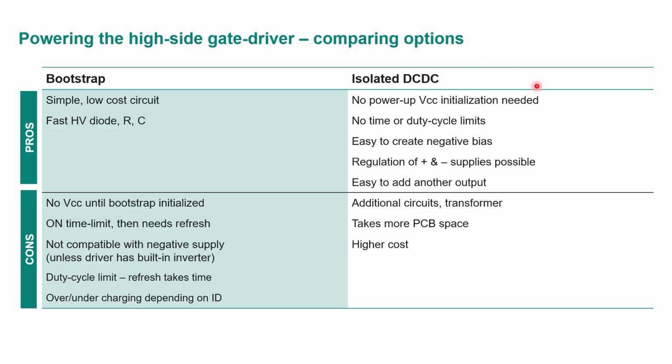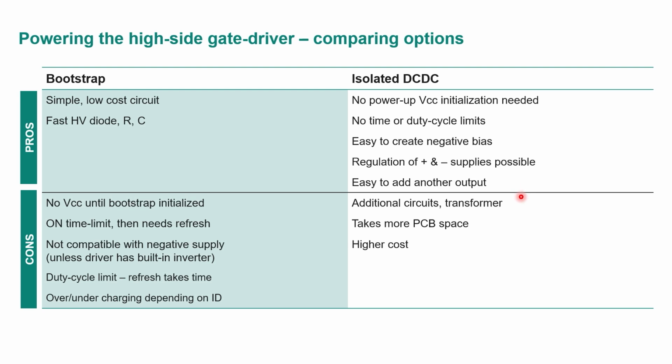So that's the advantage. The DC-DC method, you don't have to worry about initialization. It powers up right away, ready to go. There are no limits on duty cycle, and it's easy to create a negative bias when you need it. You can regulate them, and you can even add additional outputs if you need. So why not always do that? It seems to be the logical choice.